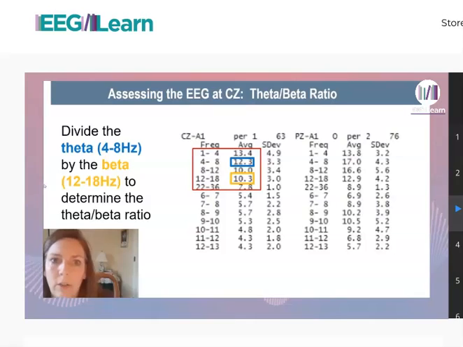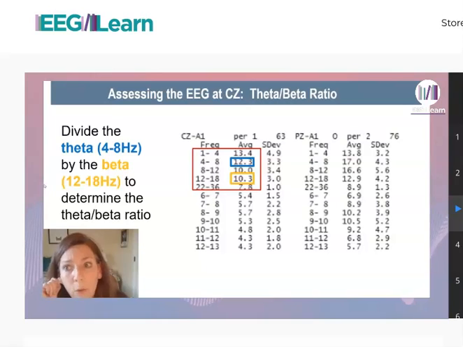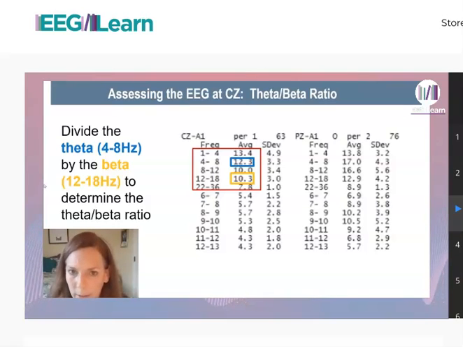Again, let's just orient ourselves. So you can see that the site says CZ minus A1. By the way, I might have forgotten to mention that A1 is the left earlobe, A2 is the right earlobe. And it's just convention when you're doing a map to reference to the left earlobe. You can reference to the right earlobe, but just be consistent. So if you are going to repeat a map on somebody, you want to be referencing to the same side each time you take the map. I just use the convention of referencing to the left side.